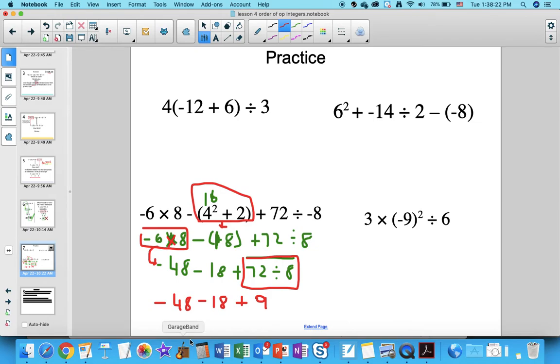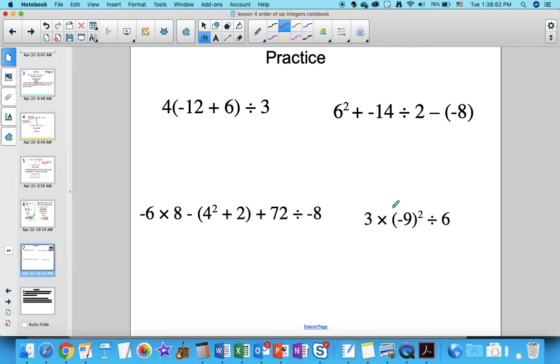So if I have negative 48 minus 18, I end up with minus 66. So I end up with minus 66 plus 9, right? And so then I'd end up with, because I'm adding positives to negative, right? My negative number goes down. So I get negative 57. And that should be my answer.